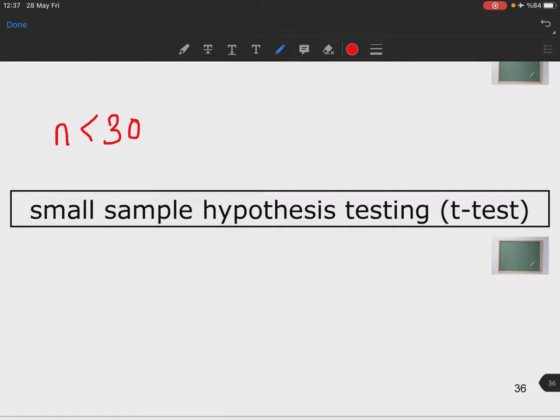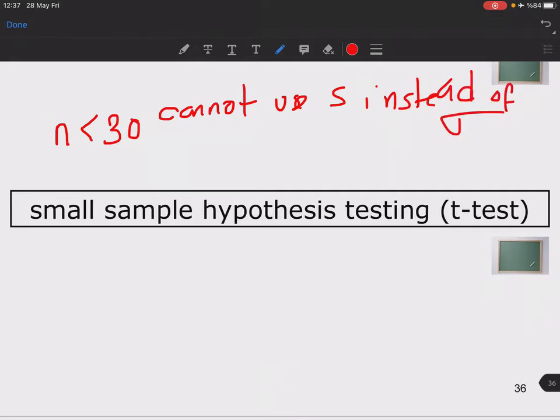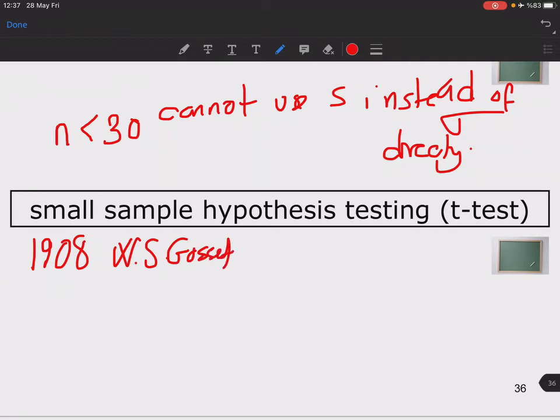Here we cannot use S instead of our sigma directly, because we cannot assume that it approaches a normal distribution directly. We cannot assume this. So for this, we have another method, proposed by W.S. Gossett, a scientist, in 1908, which is also called the student t-distribution.